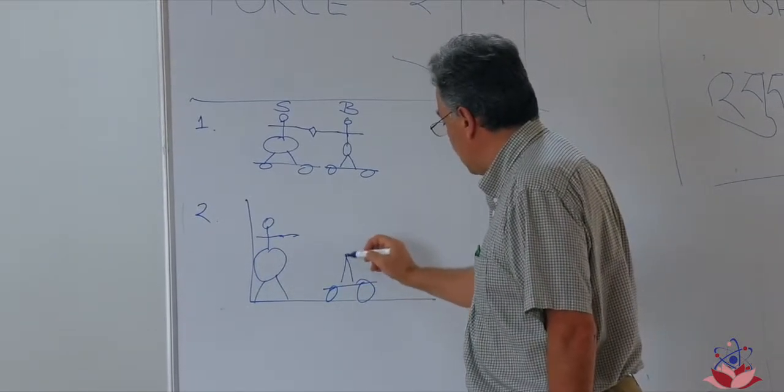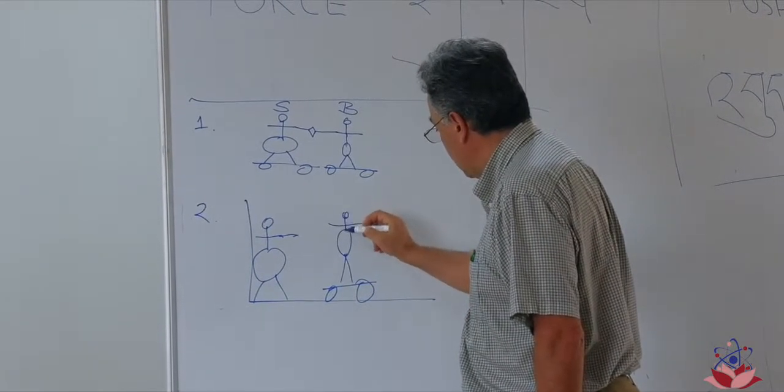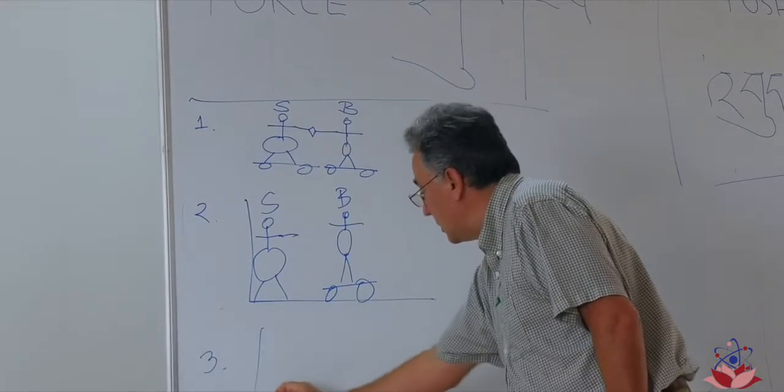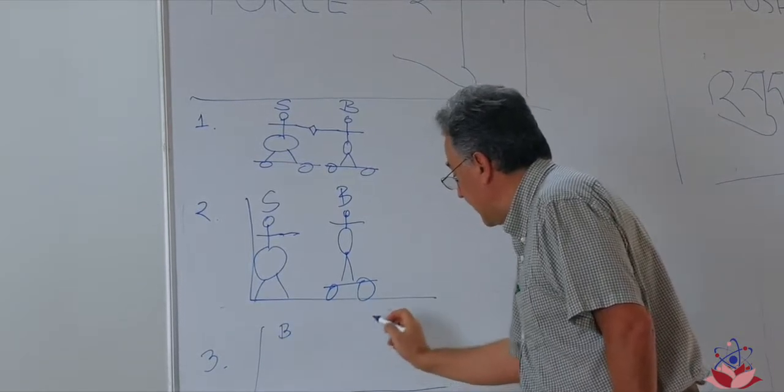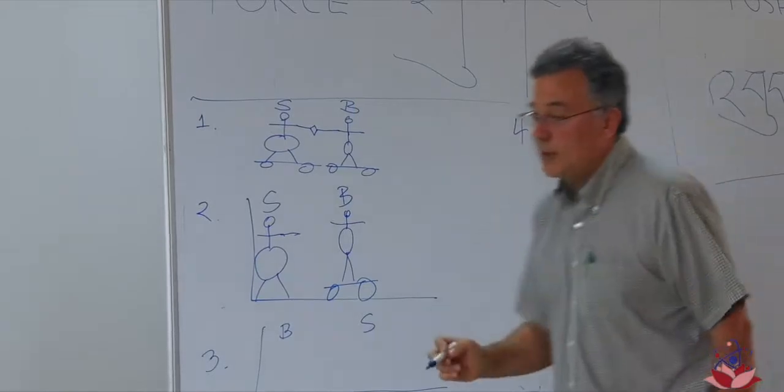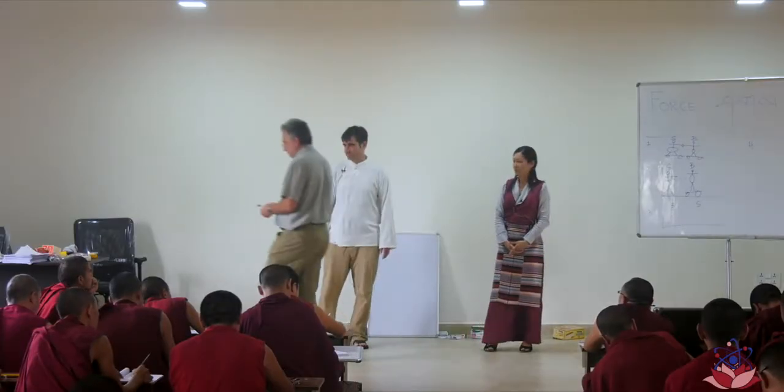So this is Bryce here. The third situation is Bryce and Stamatis. And the fourth situation is this situation.